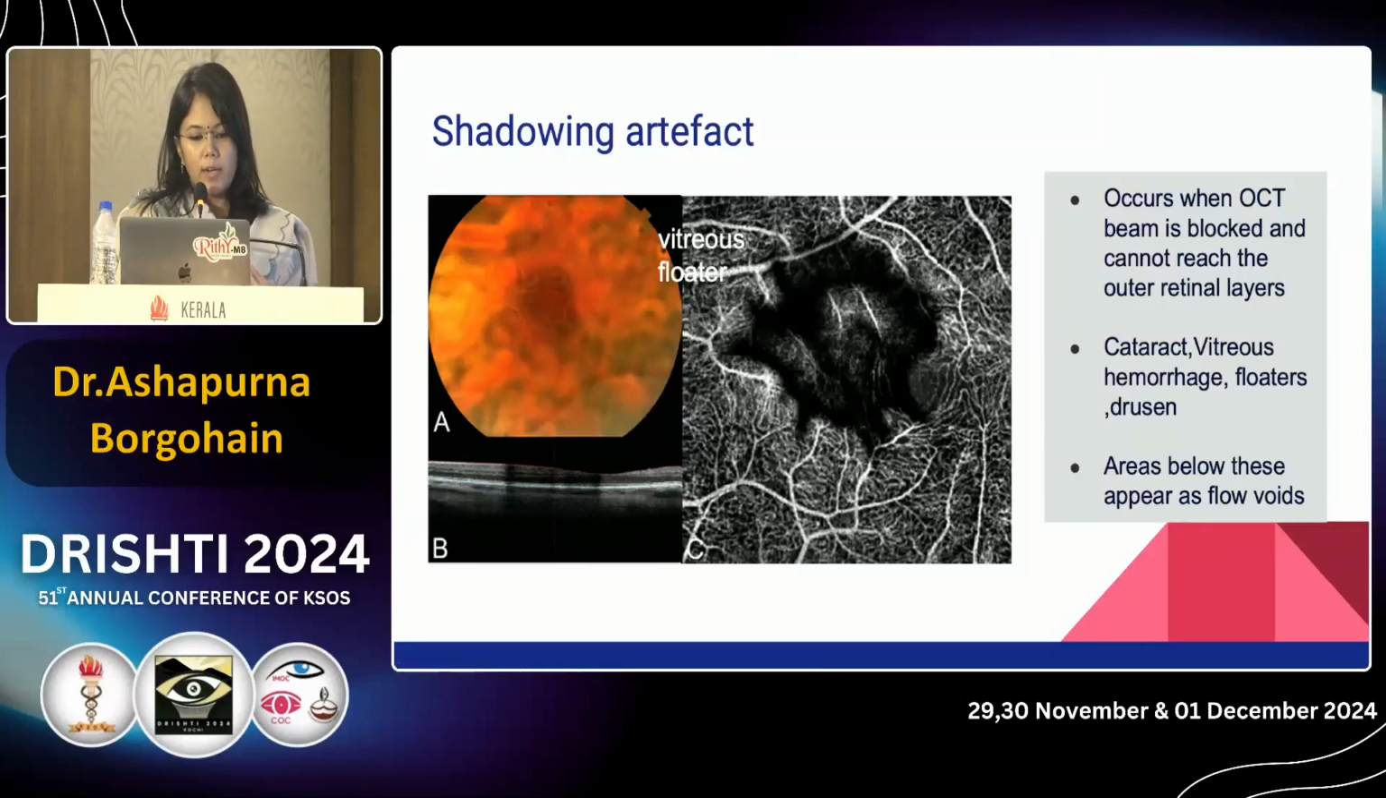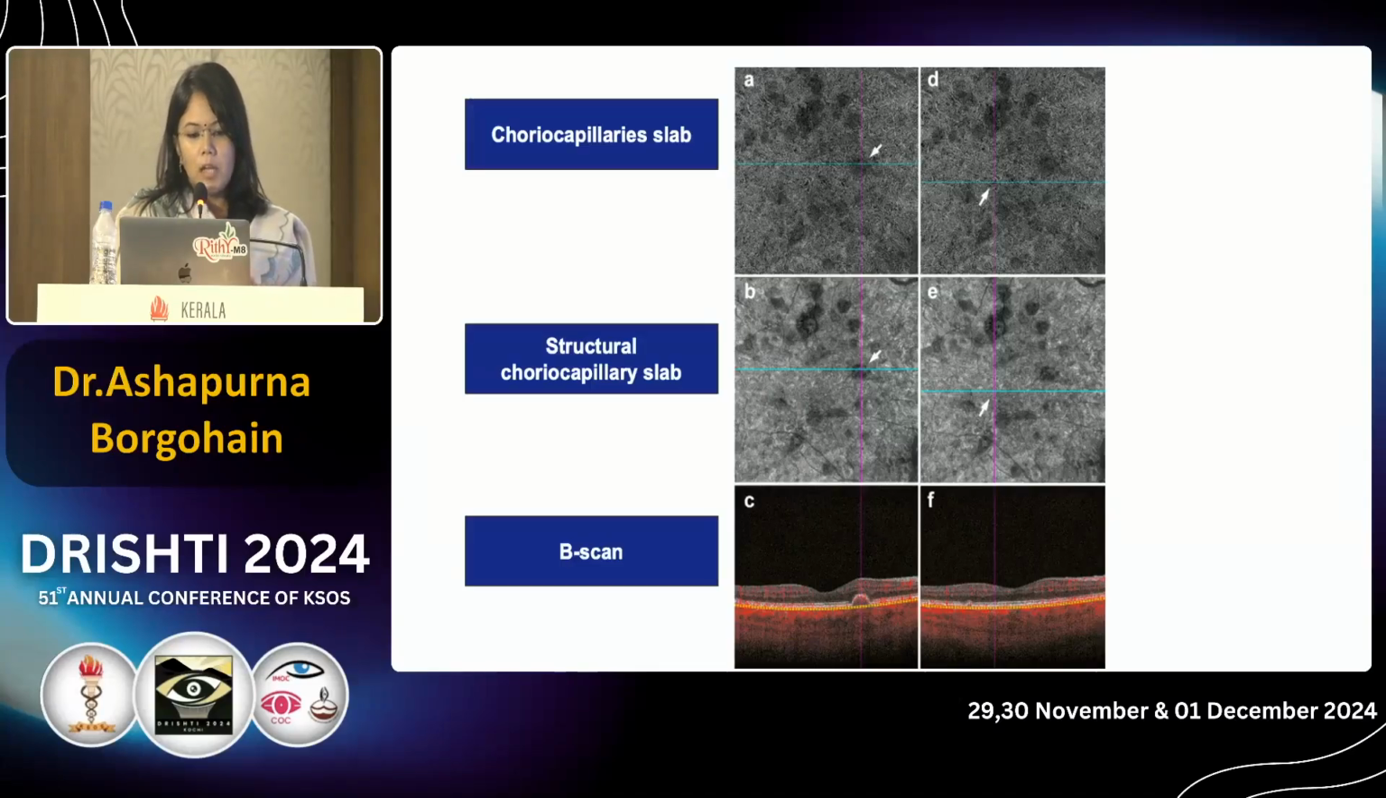When there is obstruction to the passage of light, there can be appearance of flow void areas in the deeper layers. When the beam hits some obstruction like vitreous floaters, other opacities, or even drusen. So how to be aware of that? When we see any hypodense area in the OCTA en-face slab, we should always look at the structural OCT slab. If the same hypointense area is there in the structural OCT slab, that suggests that the beam was obstructed and it is not a real hypodense area.